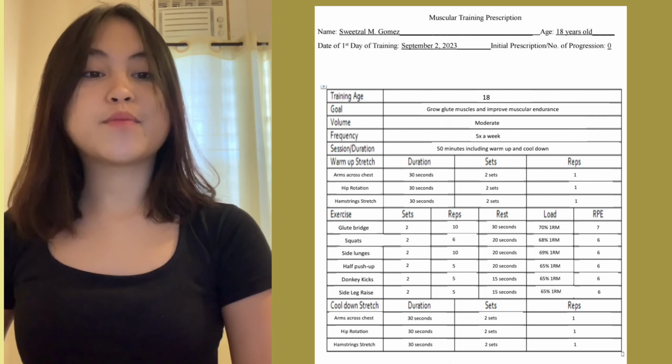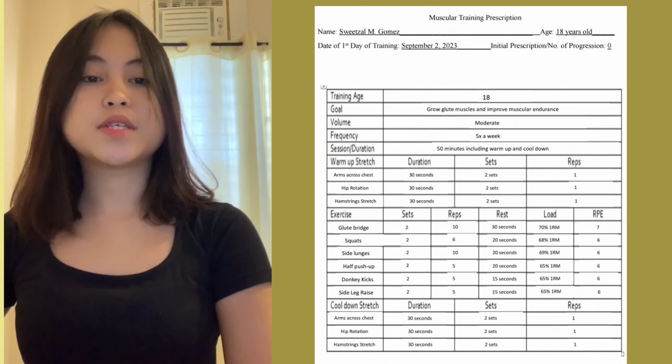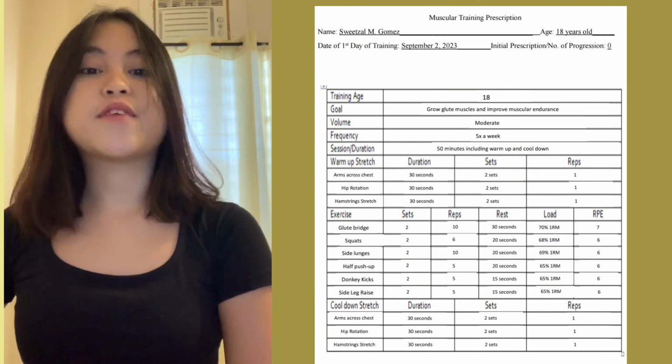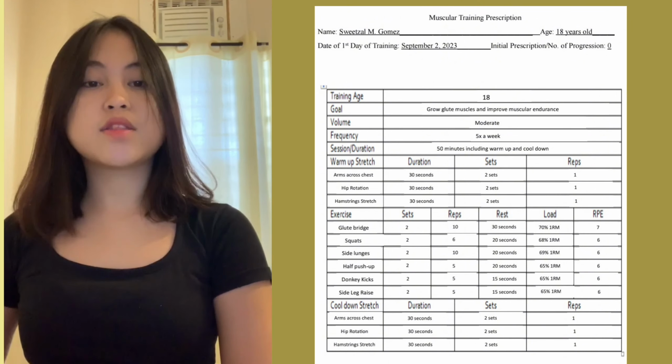Fifth is the donkey kicks, which I did for 5 reps in 2 sets with a 15-second rest. The load is 65% and the RPE is still 6. Lastly is the side leg raise, which I did for 2 sets of 5 repetitions with a 15-second rest, having a 65% load and an RPE of 6. As to my cooldown, I only did the same things as the warm-up with the same duration, sets, and repetitions.